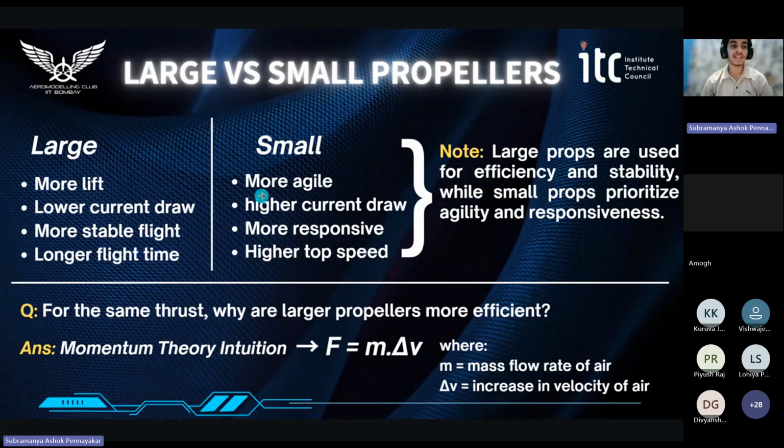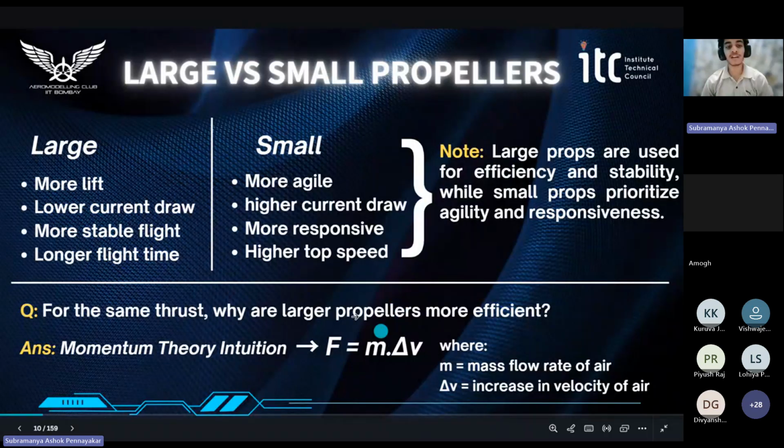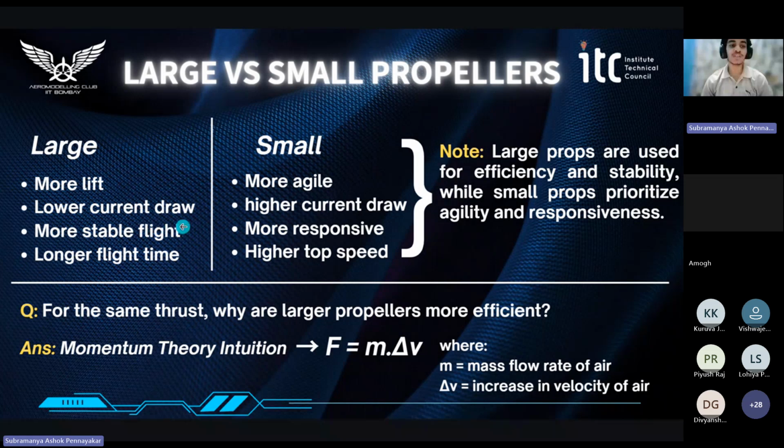As you can see, the large propellers provide more lift because they can sweep more air, so they provide more thrust, more lift basically. And as I said, larger propellers won't consume that much power as compared to smaller ones. So low current draw, more stable flight, and longer flight time. Even you can see a small one is more responsive, with higher top speed. Yeah, you can go through these slides.